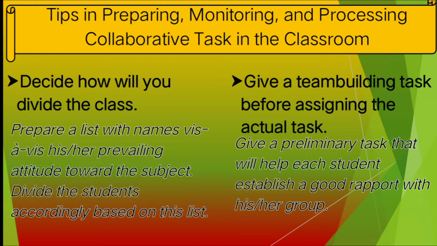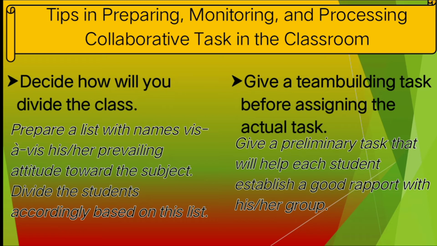Will you group your class according to their own preference? So you must prepare a list with names vis-a-vis his or her prevailing attitude toward a subject. You should divide your students accordingly based on this list. But make sure that each group has a good mixture of personalities. Other possible factors that you should consider in dividing your class include gender, race, ethnicity, and behavior.